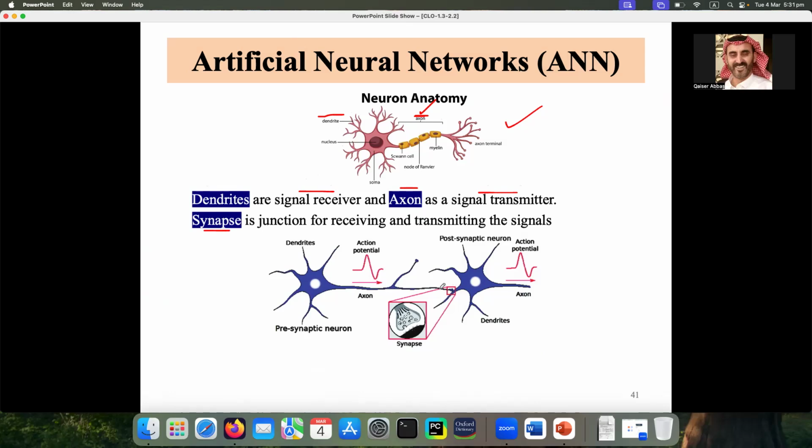Here, these two neurons: this is one neuron up to this point, and this is another one, and here they are connecting with each other. That point on which these two neurons are connecting with each other is called a synapse. So this is a junction for receiving and transmitting. One neuron is receiving, the other is transmitting. So this is a point, and we are calling it a junction.